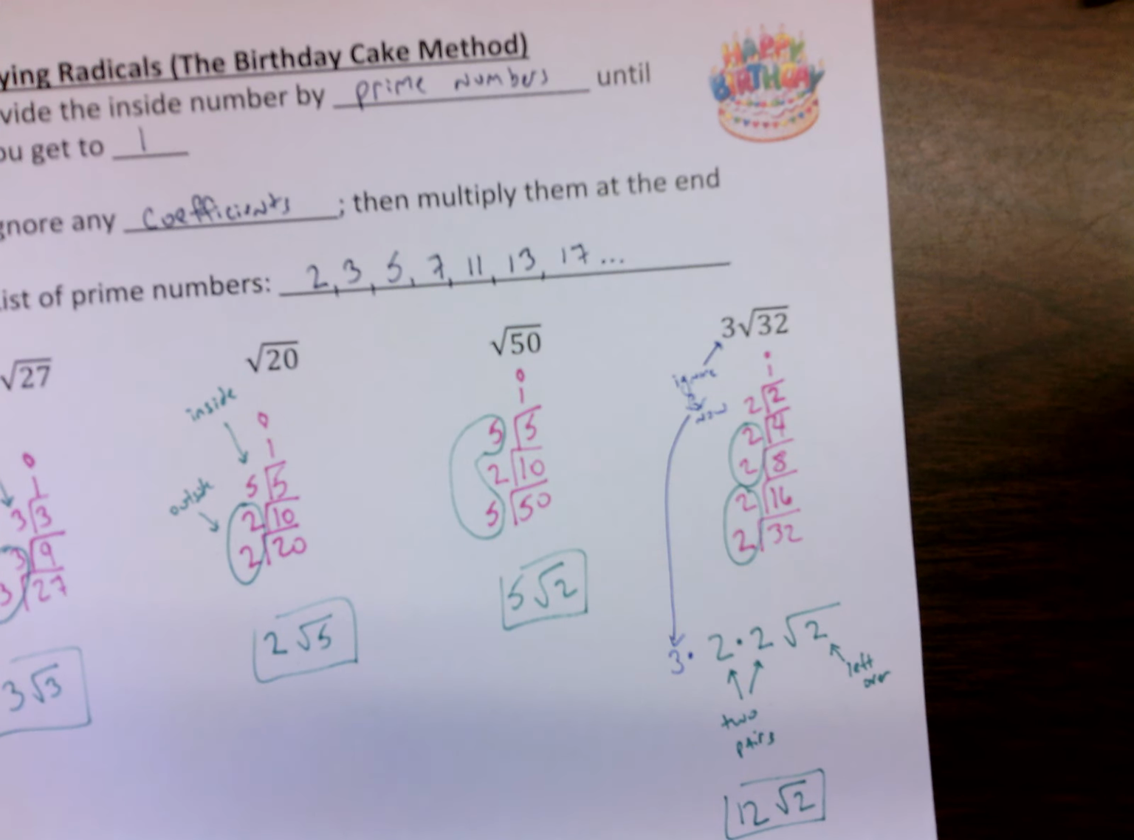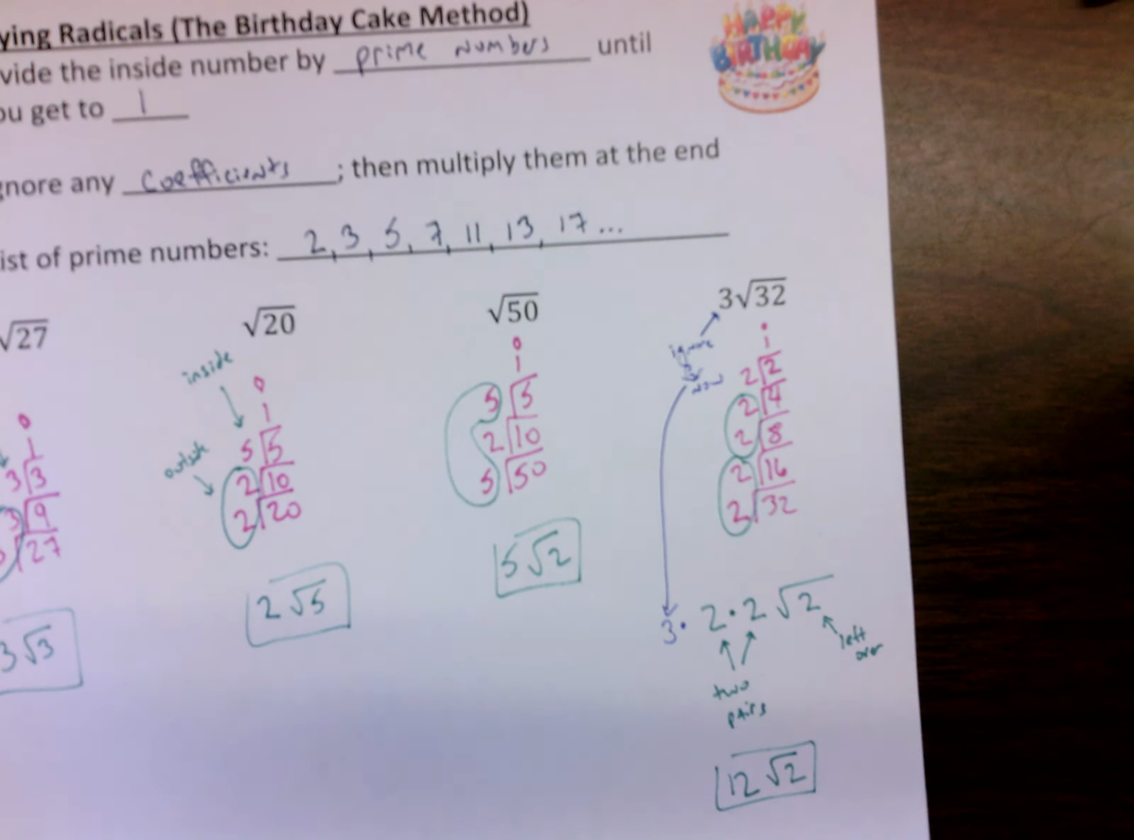So anything that's on the outside, you multiply together. Anything that's on the inside, multiply together. And that is how you simplify radicals. We're going to practice this a lot. You'll get really used to this birthday cake method. But it really requires you to just be familiar with some of your multiplication facts. So that's a big thing to make sure you're good with.